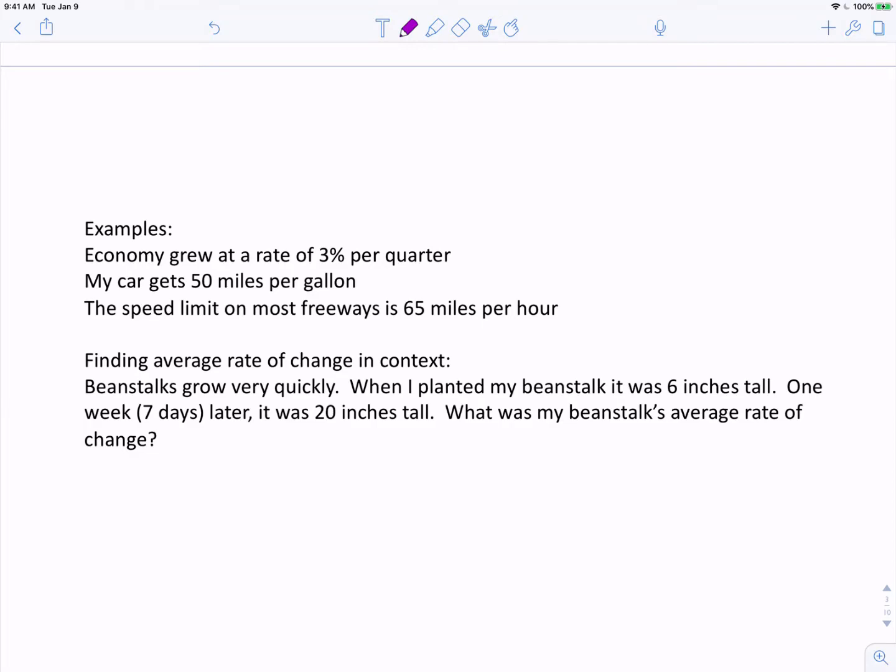Beanstalks grow very quickly. And so when I planted my beanstalk, it was 6 inches tall. And 1 week, or 7 days later, it was 20 inches tall. So what was my beanstalk's average rate of change?